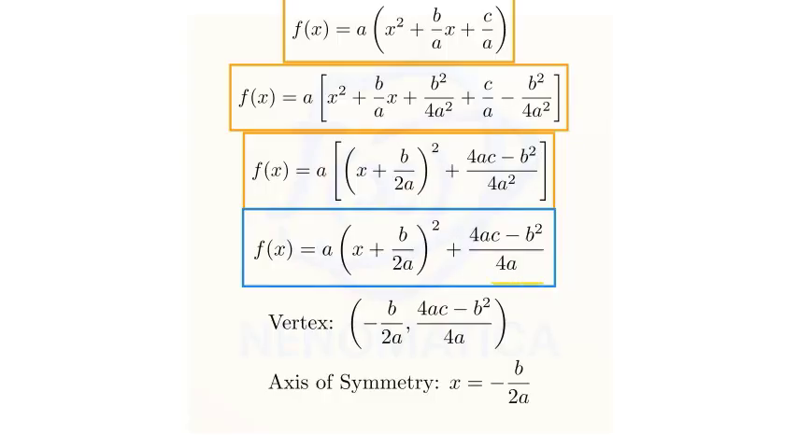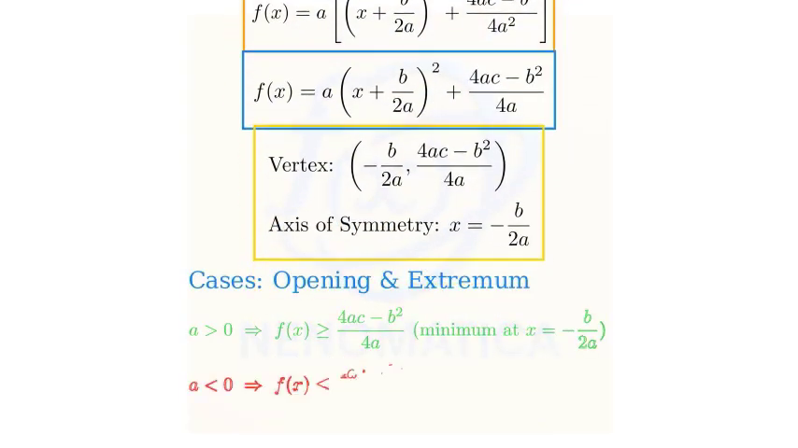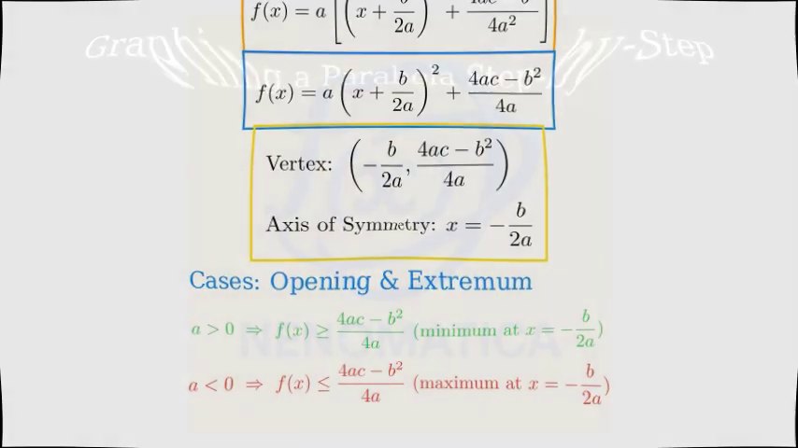Now, two cases. If a is greater than 0, the parabola opens upward, and the vertex gives the minimum value. Specifically, f of x is greater than or equal to 4ac minus b squared over 4a. If a is less than 0, the parabola opens downward, and the vertex gives the maximum value. Specifically, f of x is less than or equal to 4ac minus b squared over 4a.